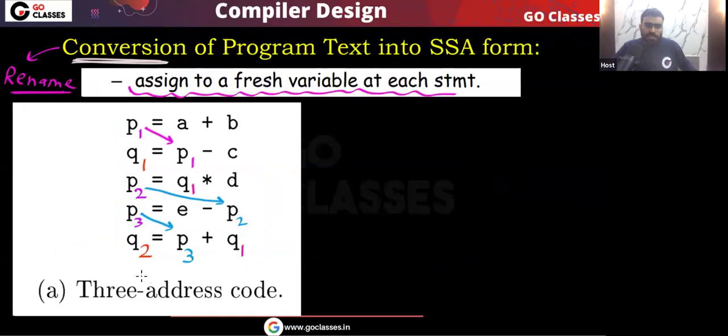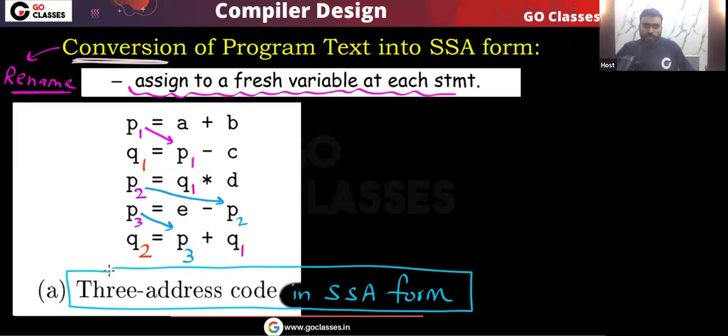How to convert? Finally, this is your SSA. This is your three address code in SSA form. Please tell me, understood or not? So this is your three address code in the SSA form, static single assignment form.